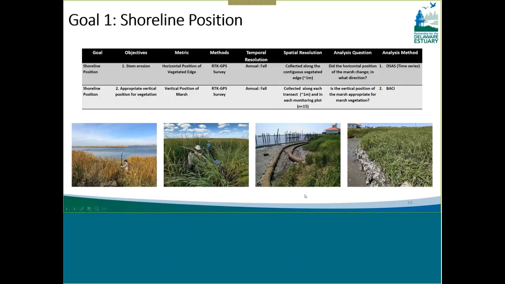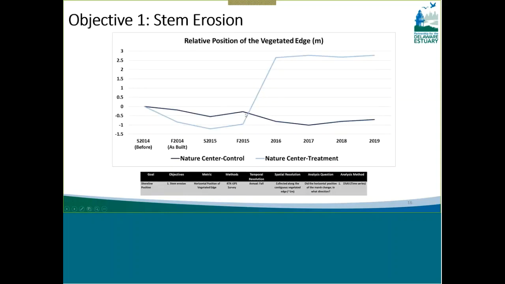So shoreline position, I'm going to move through these quick, and I'm not going to talk about every metric. If anyone wants to follow up, we have some reports on this I'm happy to share. But our objective was to stem erosion. We tracked the horizontal position of the vegetated edge with an RTK once a year, at 1 meter intervals, and then we looked at it using the digital shoreline analysis software from USGS. You can do the same thing with AMBER and ARM.